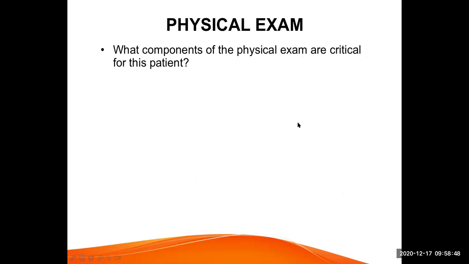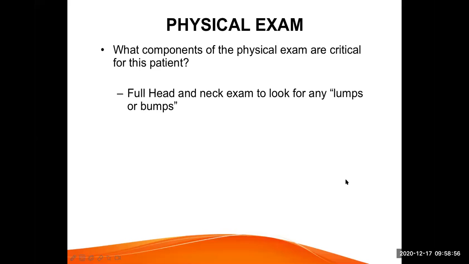During physical examination, what components of the physical exam are critical for this patient? These type of questions are commonly asked to the students. So see there, we need to examine full head and neck to look for any lumps or bumps. Now, what do you mean by these lumps and bumps? What are the other things you are looking there apart from the thyroid mass? What else? Yes? Lipoma. Okay. Anything else?